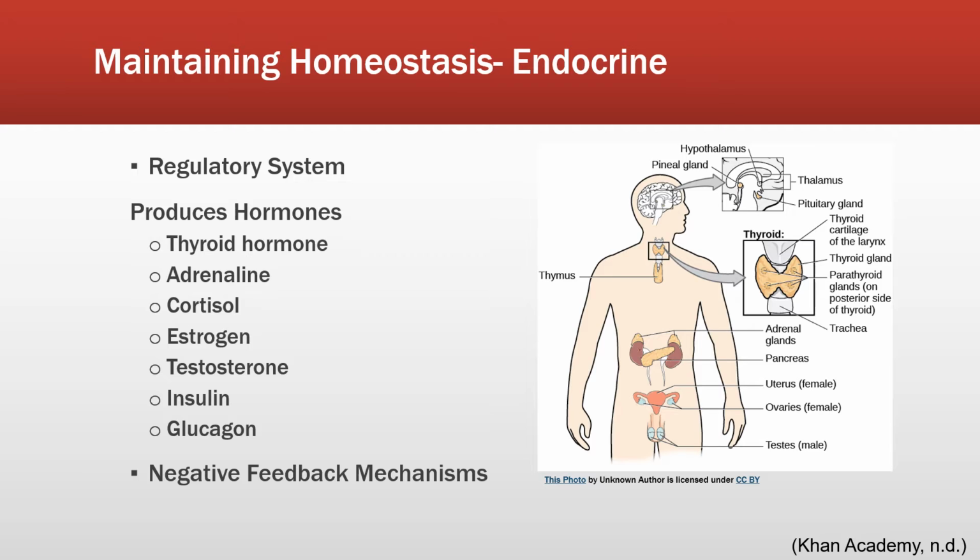The endocrine system uses negative feedback mechanisms to maintain homeostasis. An example of this would be regulating blood glucose levels. The regulation is controlled by insulin and glucagon. When the blood glucose increases, insulin is released to keep the glucose levels from getting too high. When the blood glucose decreases, glucagon is released to keep the glucose levels from getting too low.